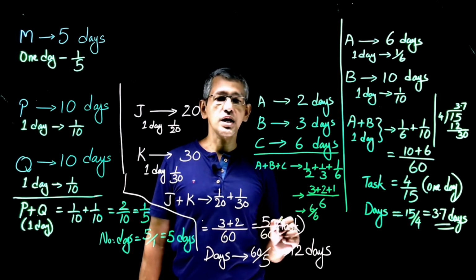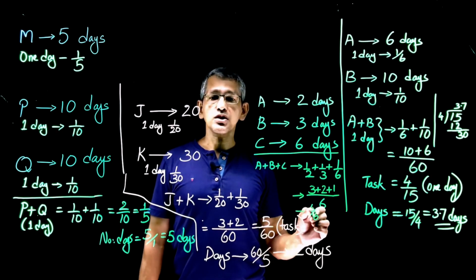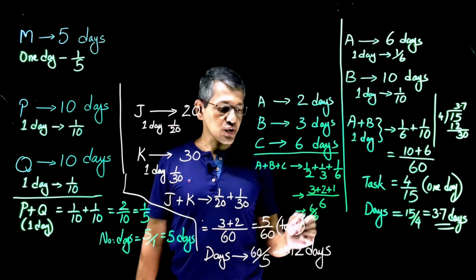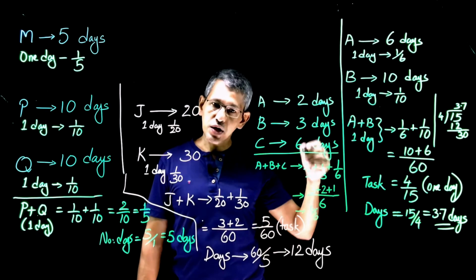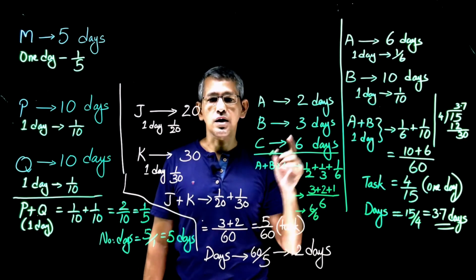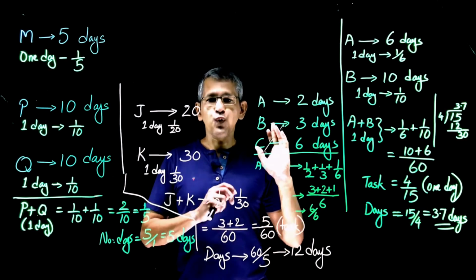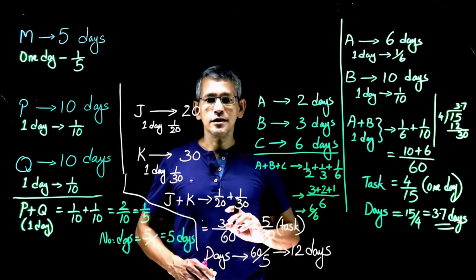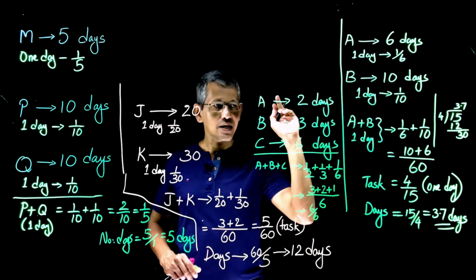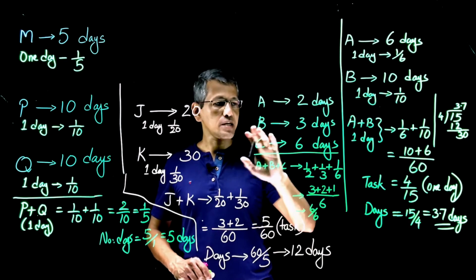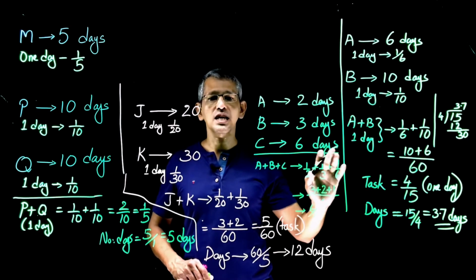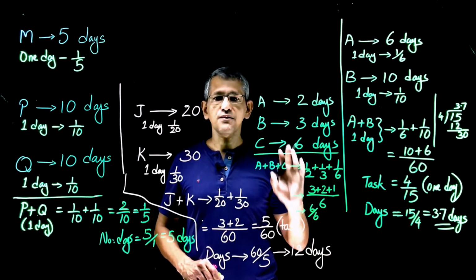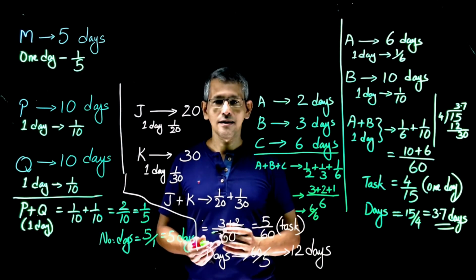Ultimately, if they work together, 6 by 6 of the task would be completed in a day. So if you take the reciprocal of that, you get 6 by 6. 6 by 6 is what? 1. So, in 1 day, they can finish the task. See that? If A can finish a task in 2 days and B can finish in 3 days, C can finish in 6 days, if they work together, they can finish the task in one day.